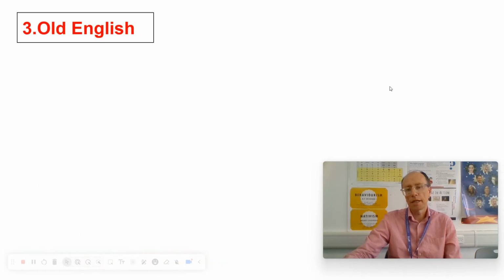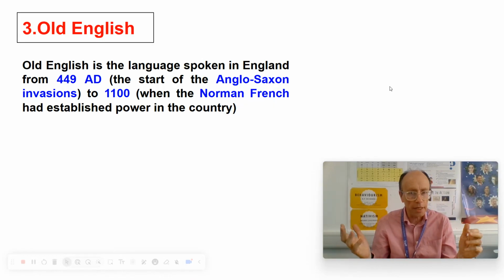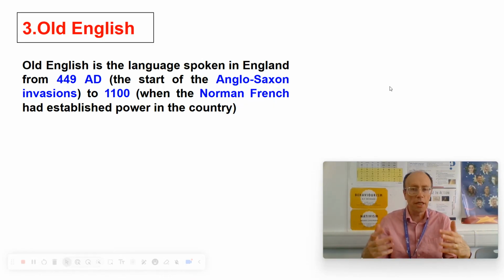Okay, we're now into language change concept number 3, which is about Old English. Now don't use that noun phrase Old English in a casual way to describe, let's say, the language of Jane Austen, writing 200 years ago, or even William Shakespeare, writing 400 years ago. No, no, no, because Old English is the language spoken in England from 449 AD, which is the start of the Anglo-Saxon invasions, right through to round about 1066, 1100, when the Norman French had established power in the country. So it's a big old wodge of time, about 600 years.